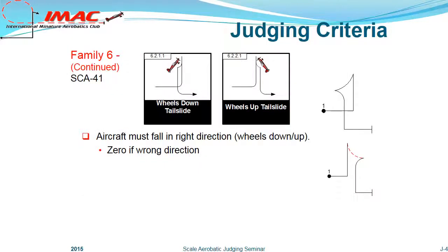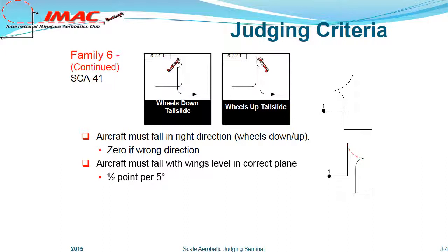Let's concentrate on the slide portion of the maneuver. The aircraft must fall in the correct direction, wheels down or wheels up. Close attention is needed to the direction of the slide, since all other aspects of the figure will appear the same, even if the wrong type of slide is performed. A slide in the wrong direction must be zeroed.